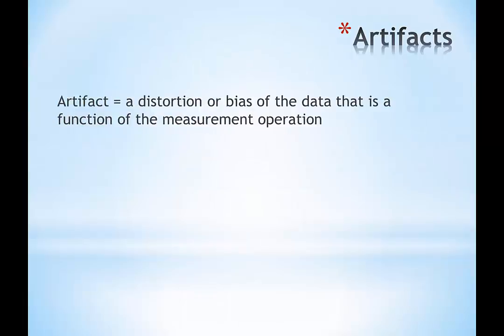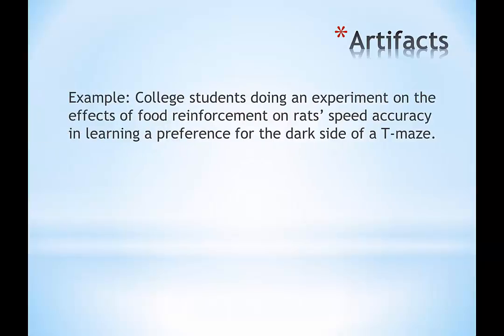So just to start big and broad with an overview, let's talk about artifact. Let's just say from the outset that an artifact is not a good thing. It's not a desirable outcome. Our goal is to design studies in which the dependent variable is a nice, clean, meaningful measurement of the construct we're interested in and not an artifact. If an artifact creeps in, that means there's some sort of distortion or bias of the measure.